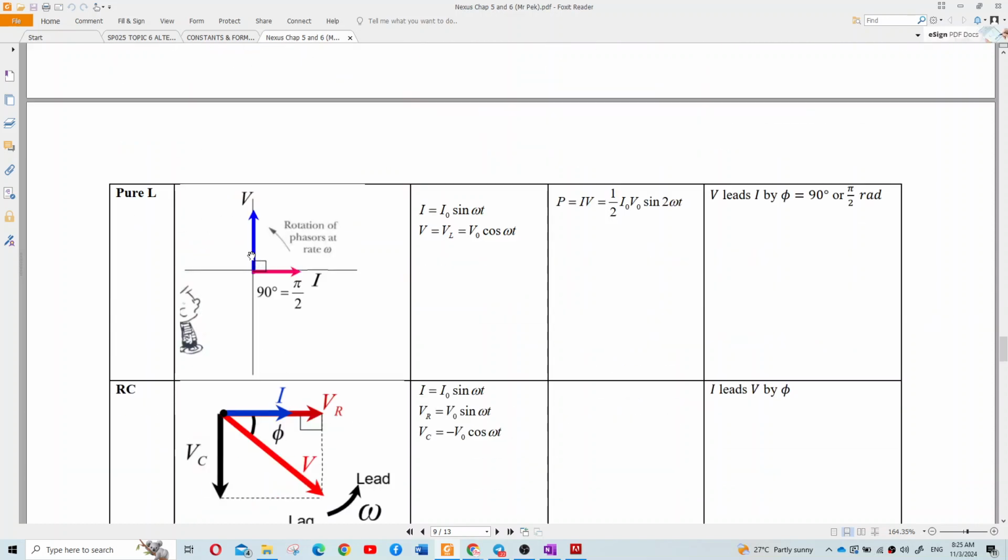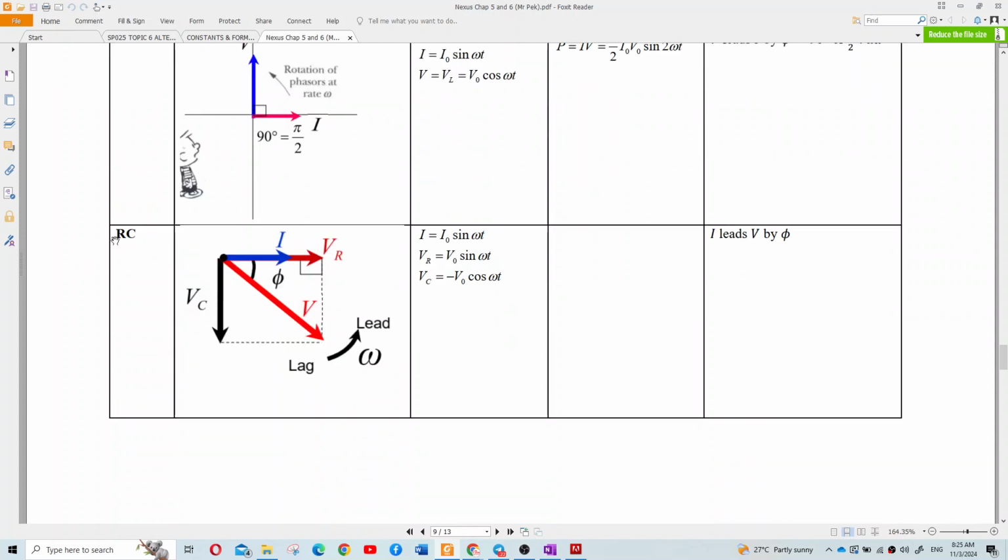Pure inductor is voltage leading current. ELI, remember the ELI? Voltage leading current. So current is a sine graph, voltage is a cos graph, positive cos. And this one is voltage leads current, voltage leads current by 90 degrees.